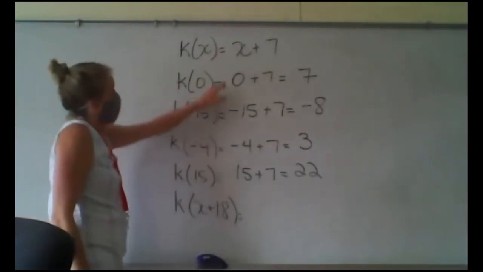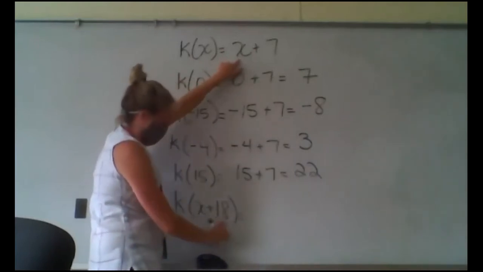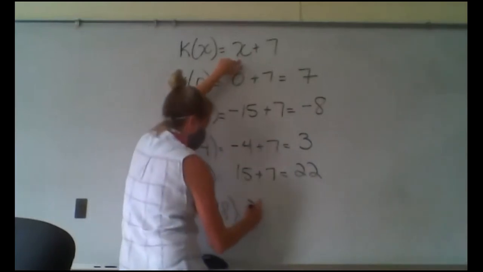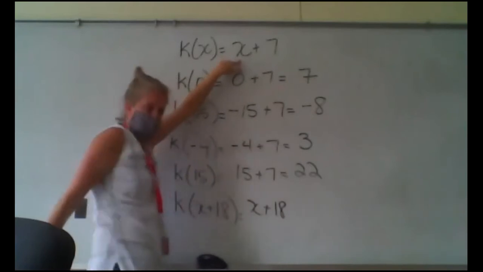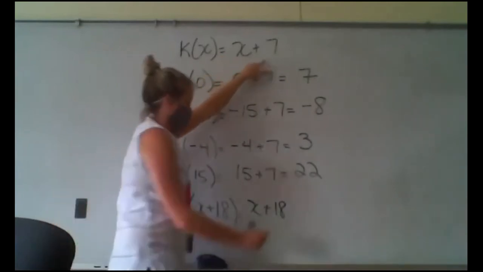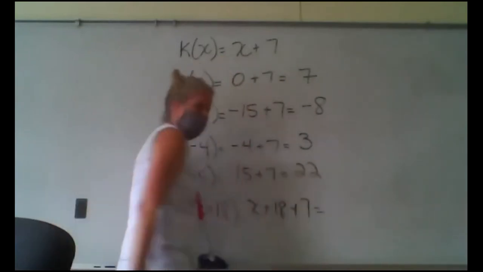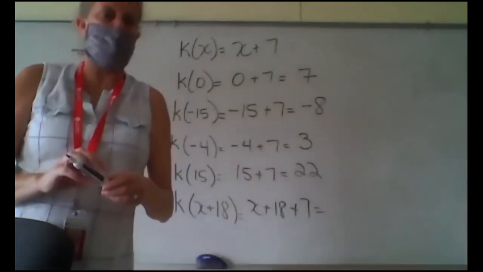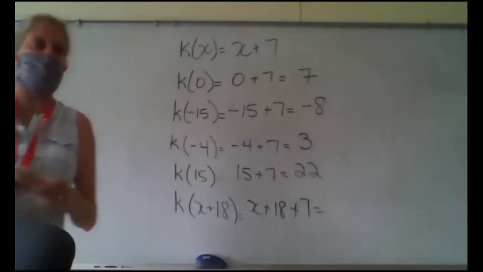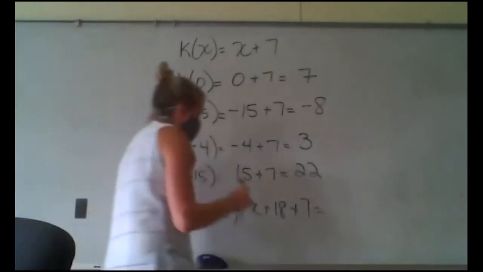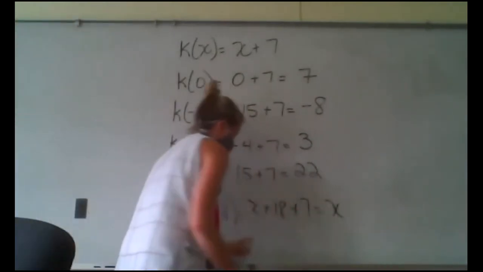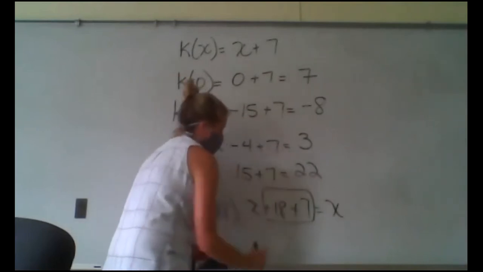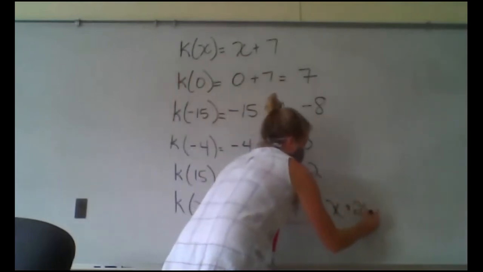So let's see, if I replace the x, this time I'm replacing it with everything that's in the parentheses. So I'm replacing it with x plus 18. Bring down the plus 7. Now, which terms can I put together there? I can't put together all of them, but I can put that 18 and the 7 together. But I still have the x. So I have x still. And then just put the 18 and the 7 together to get plus 25.